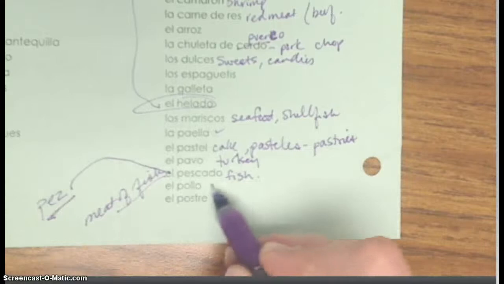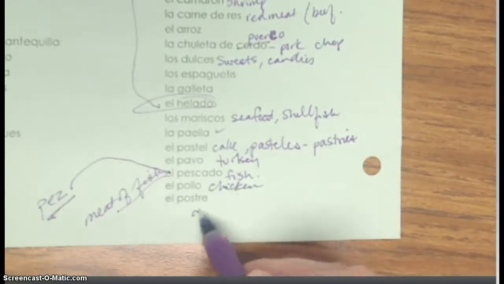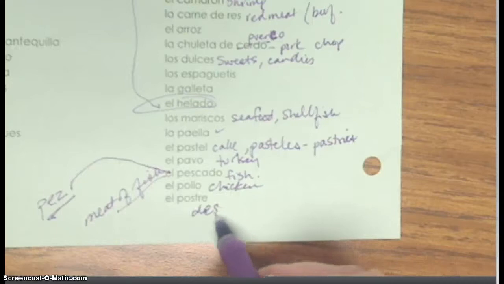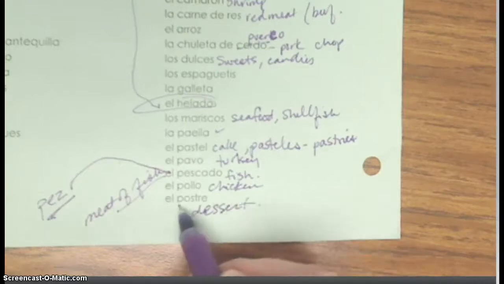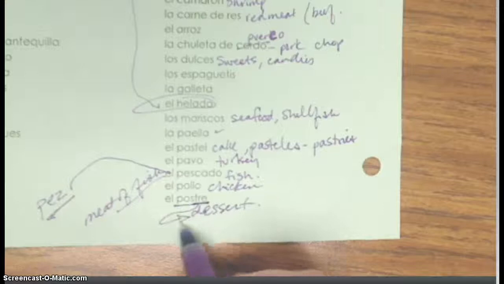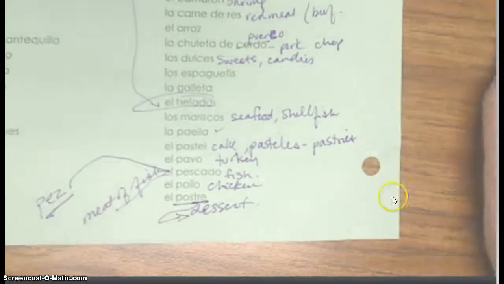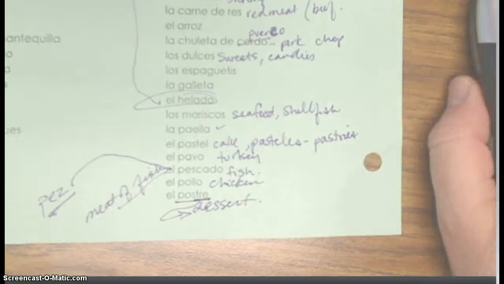El pollo, chicken. El postre is dessert. By the way, post dinner, they bring out the tray and you choose a dessert. You're welcome. All right, so that's the end of "A ver si recuerdas" vocabulary.